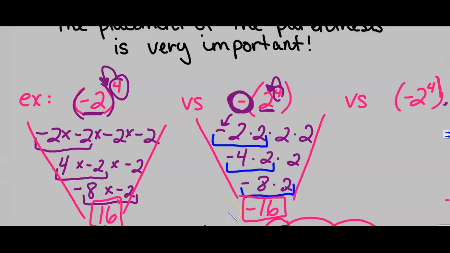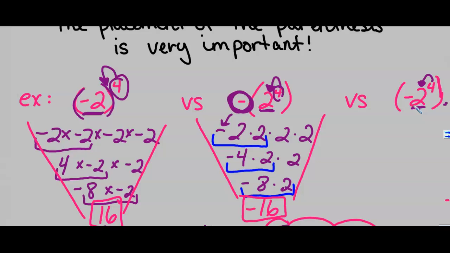Okay, let's take a look at this third option. What if everything was inside the parentheses? The exponent, the base, and that negative, all inside those parentheses. Well, the exponent takes the item immediately in front of it. So what is immediately in front of it? The 2. Then the question becomes, does the negative go with it or not?